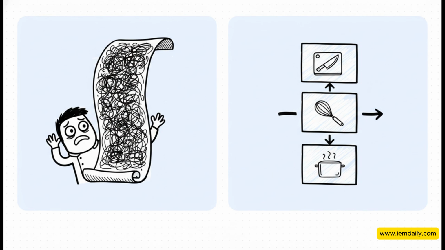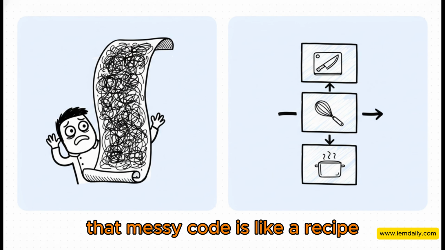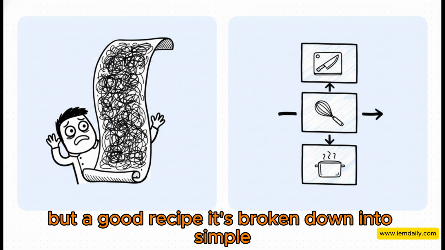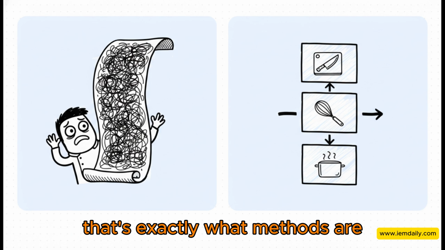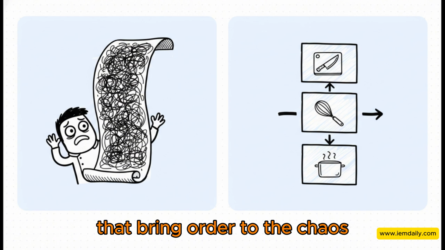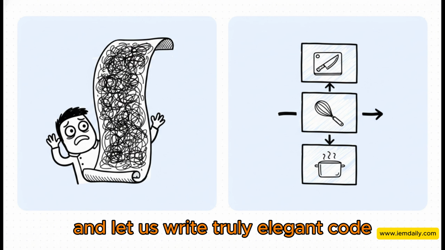Well, there is. Think about it like a recipe. That messy code is like a recipe written as one giant rambling paragraph. But a good recipe, it's broken down into simple, clear, reusable steps. That's exactly what methods are. They are those individual steps that bring order to the chaos and let us write truly elegant code.